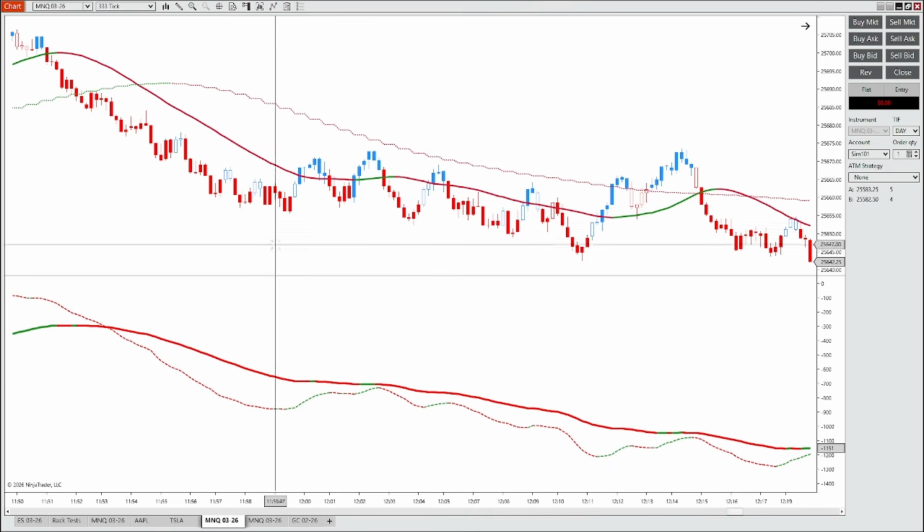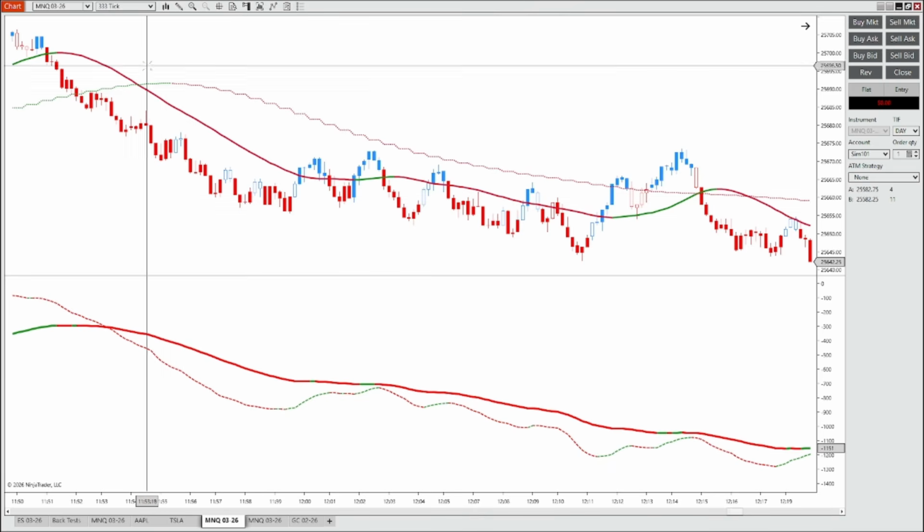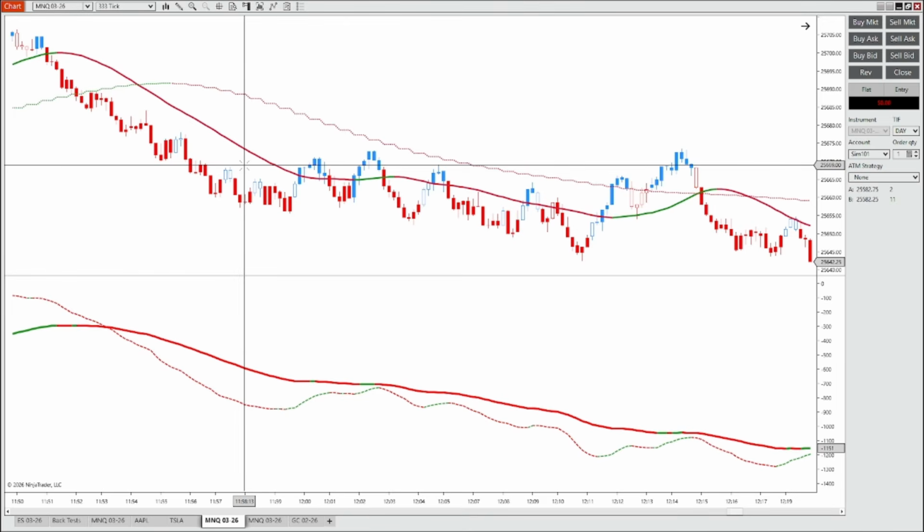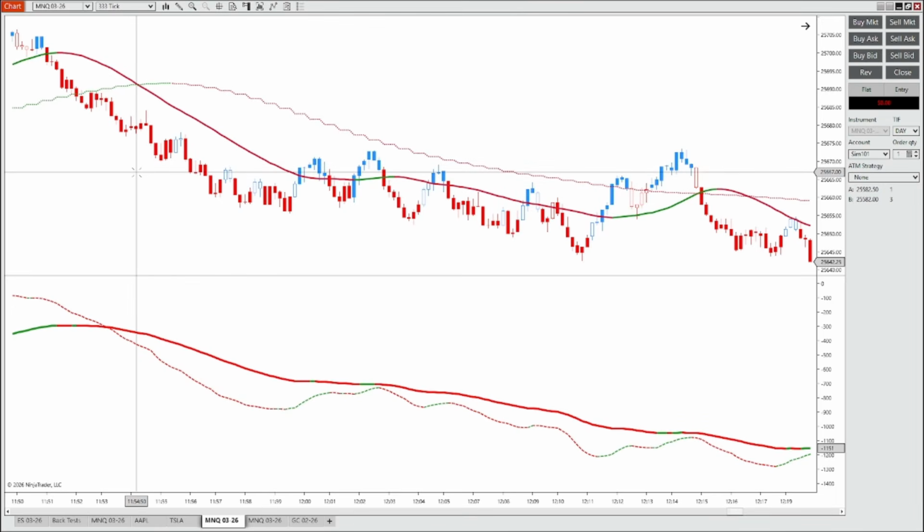micro NASDAQ futures, MNQ. We'll look at more charts as we move through the weeks ahead and show you some stuff. I forgot to pull up the ES tonight and crude. I wanted to do those, but I just wanted to keep this short.